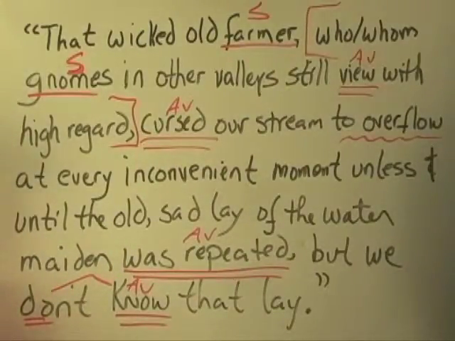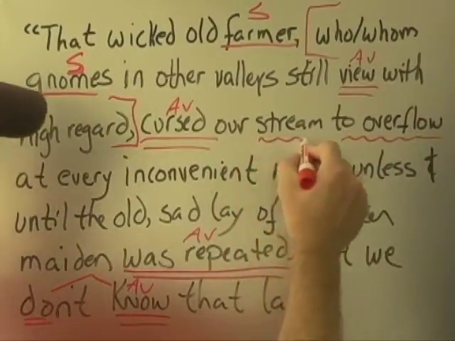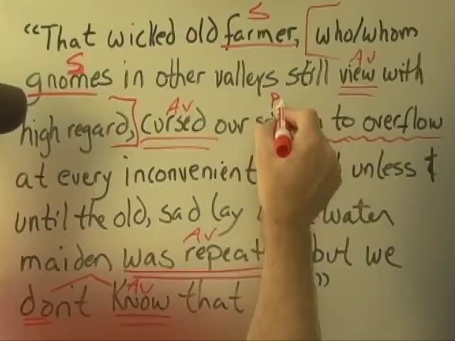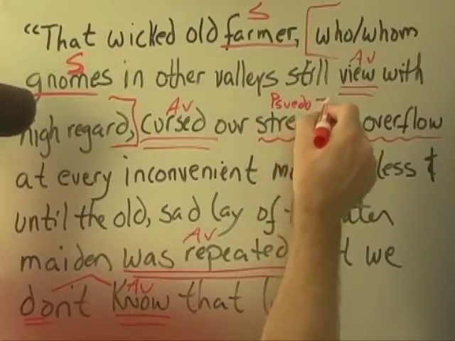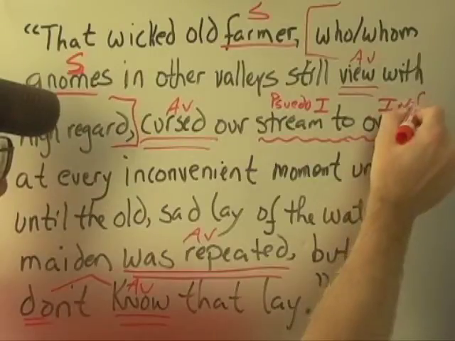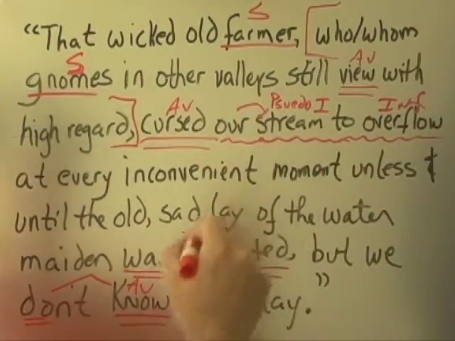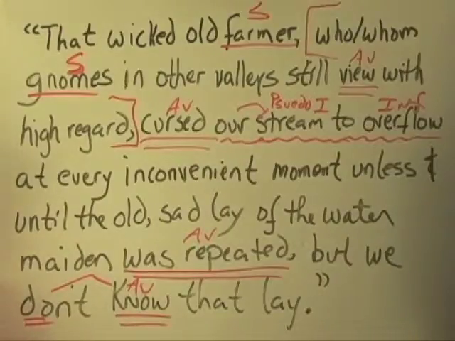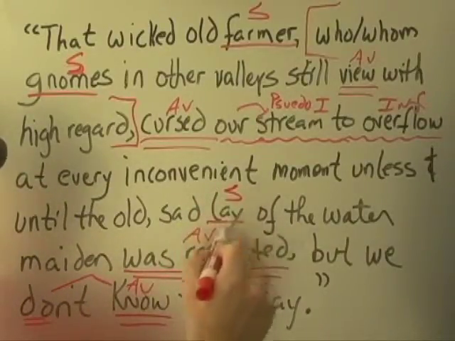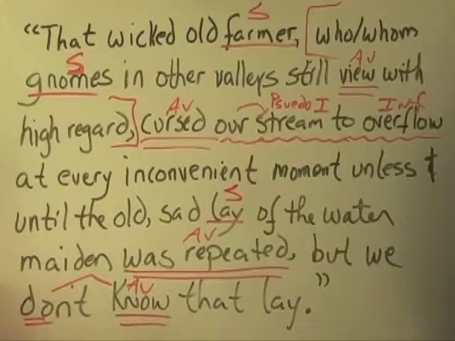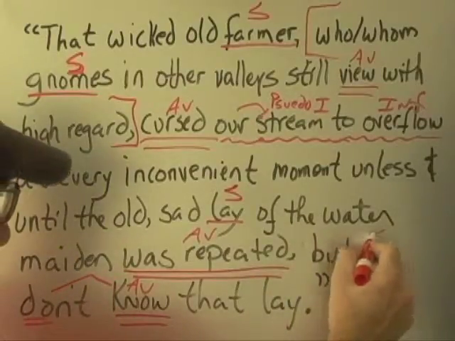Stream to overflow. You know what? I think we probably have a pseudo-subject to an infinitive. There's the infinitive itself. This is modifying that, so we'll tie this together. There's probably more, but let's keep looking for subjects. What was repeated? Oh, the lay, I think. That song was repeated. And then, who or what do know? We. Here's this subject.